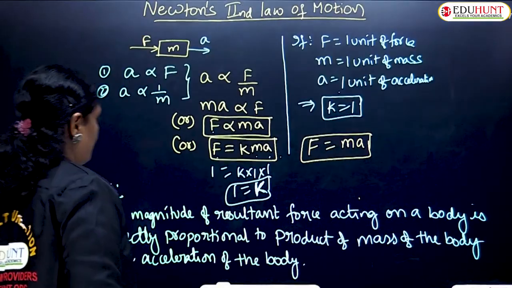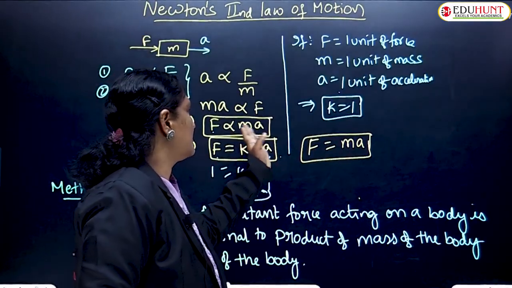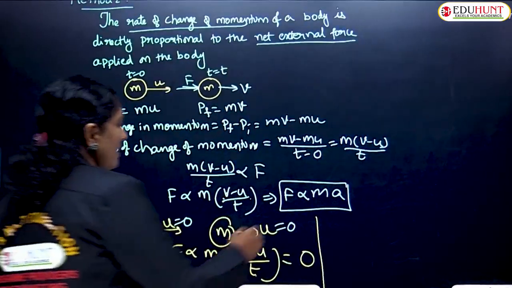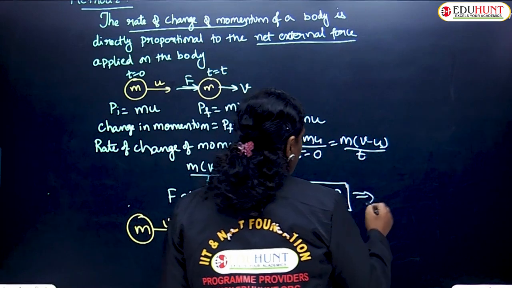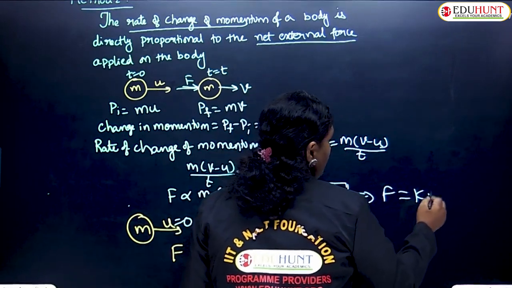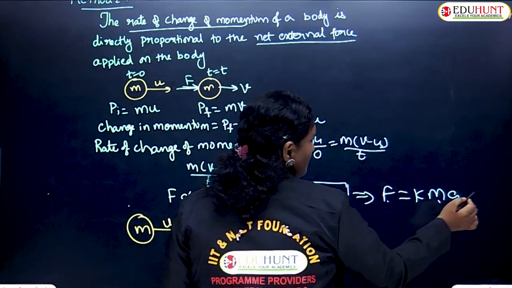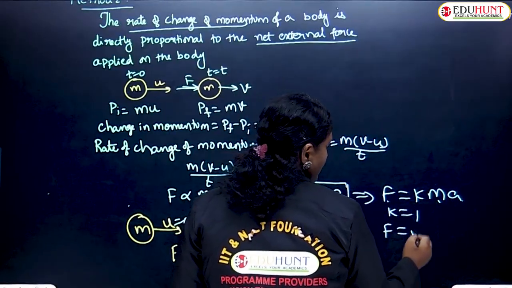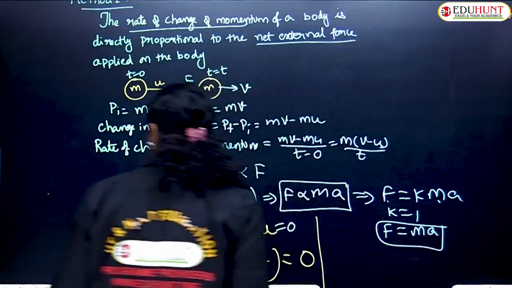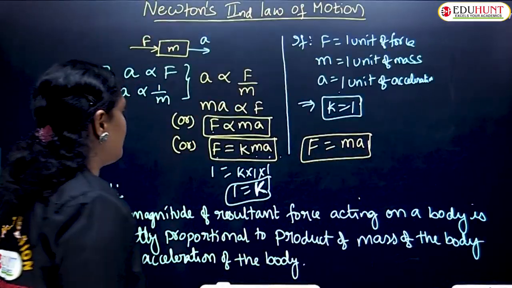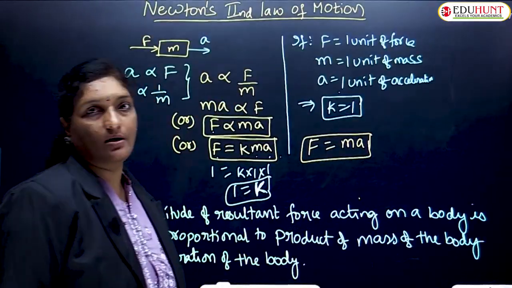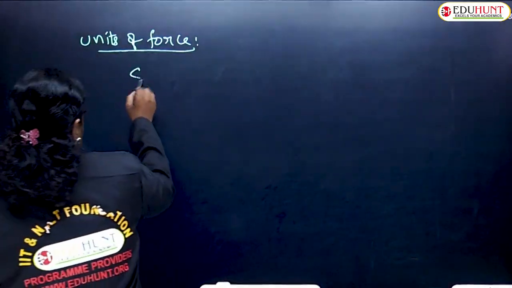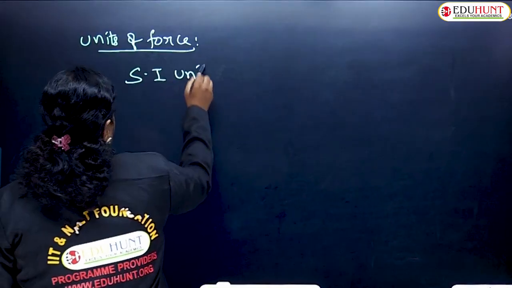Whether you go with the first case, that F is proportional to ma, or F equals ma in the first method, or in the second method F equals k ma, for F equals 1, m equals 1 and a equals 1, k is equal to 1, then F equals ma. So both mean the same. The second method also gives F equals ma, the mathematical form. The first method also gives F equals ma. So based on that, let us try to define the units of force. Moving to the SI units of force.